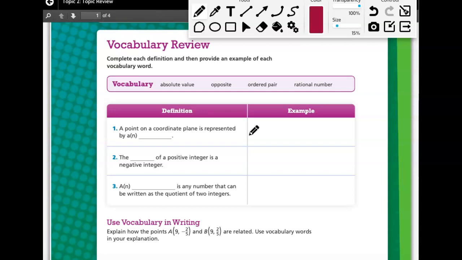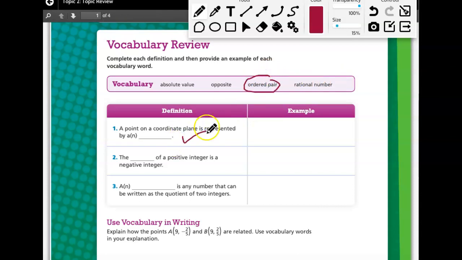It is a point on a coordinate plane represented by what? John, what's the answer? You guys unmute. I could just say ordered pair. All right, John said it's an ordered pair. So that's correct for number 1.